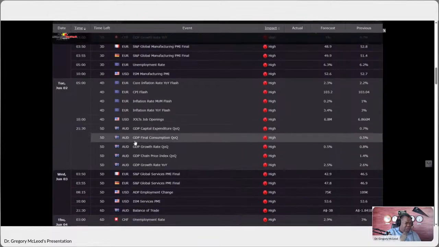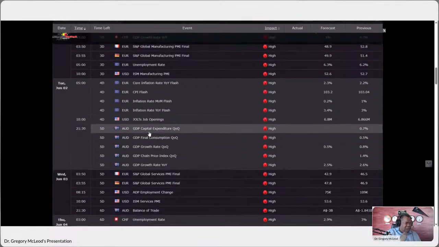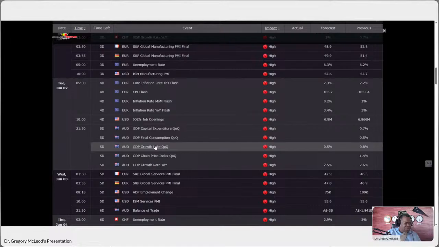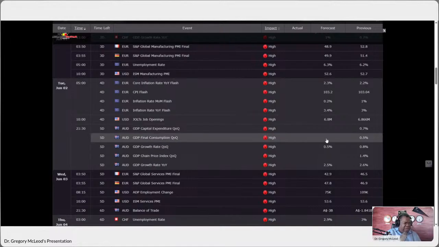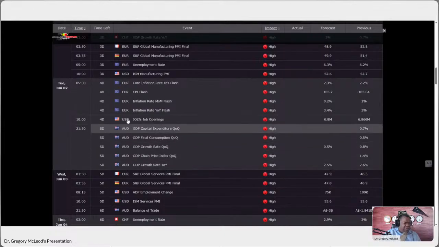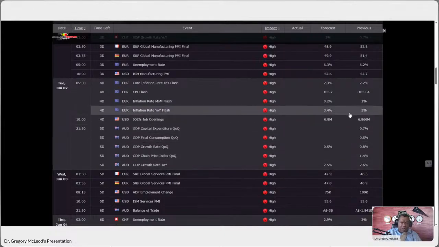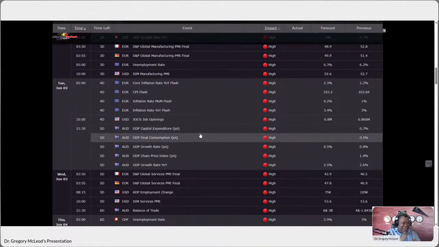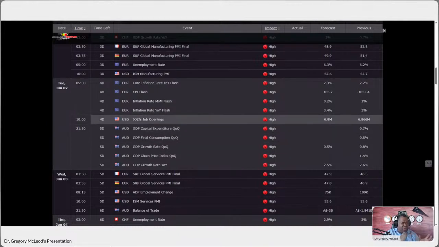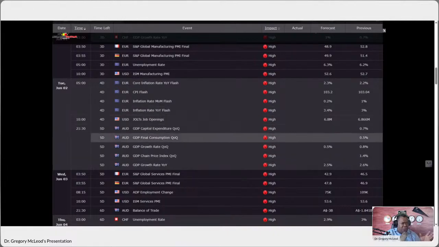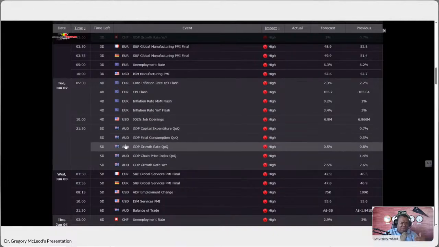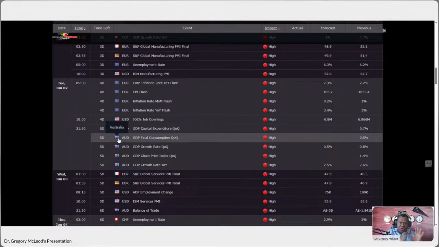We have lots of Australian data coming out. Capital expenditure, consumption, growth rate. They don't give a forecast. We just look at the previous numbers, but really don't have to worry about the numbers. Really, you want to see the flag, right? If you see the flag, that means that during this time period, the hour or so, even 2 hours following the announcement, those currencies are going to be active.